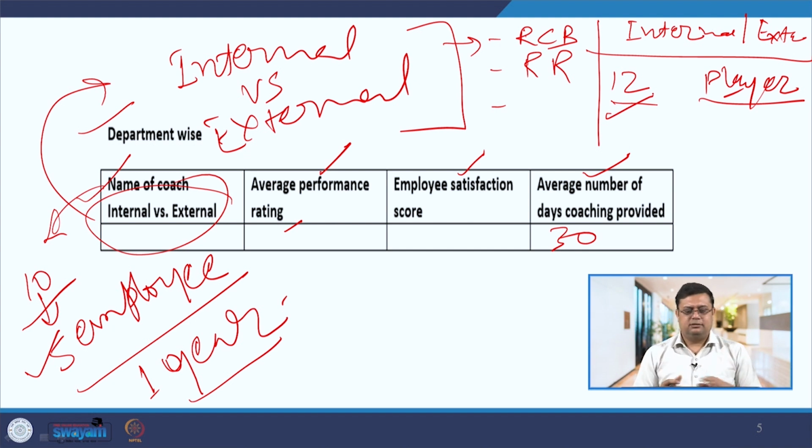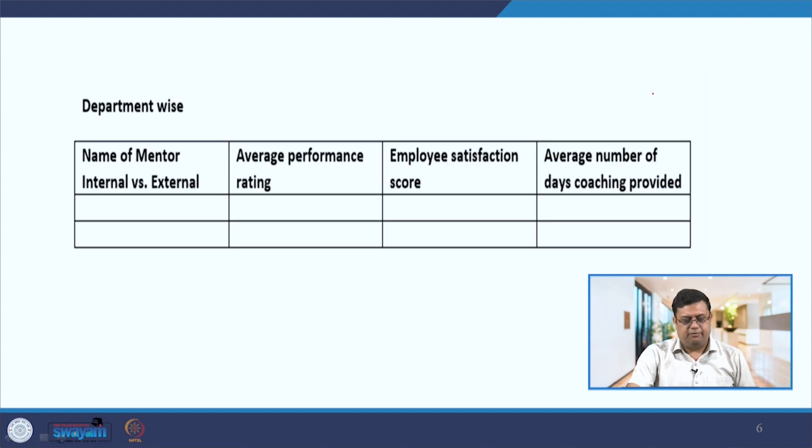In that case you can measure the performance rating, satisfaction score, and number of employees to whom coaching is provided, and then analyze which type of coaches are more effective for your organization. Similarly, I would suggest doing a similar type of analysis in the case of the mentoring process also. That is something you can also do.